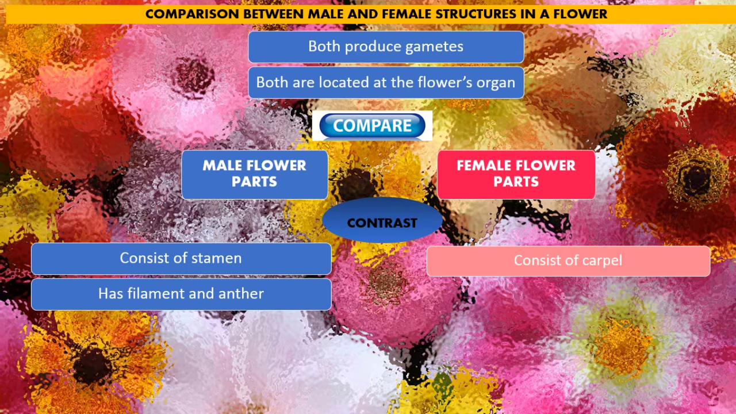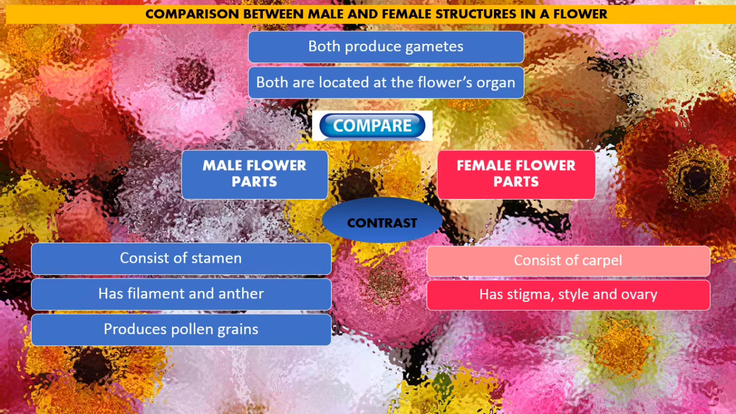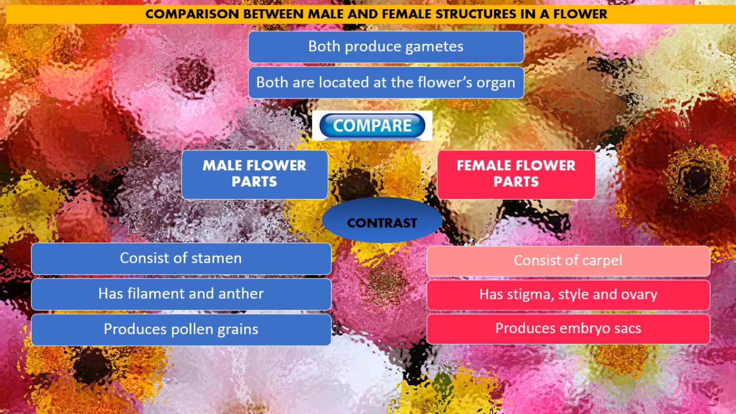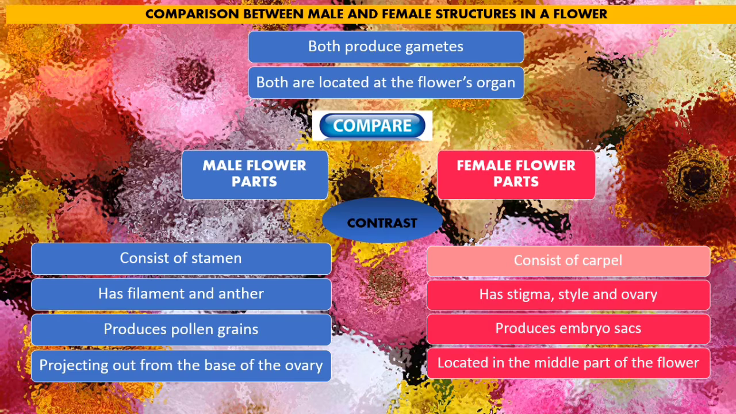Male flower parts have filament and anther, while female flower parts consist of stigma, style and ovary. Male flower parts produce pollen grains, while female flower parts produce embryo cells. Male flower parts project out from the base of the ovary, while female flower parts are located in the middle of the flower. So this is the comparison between male and female structures in a flower.